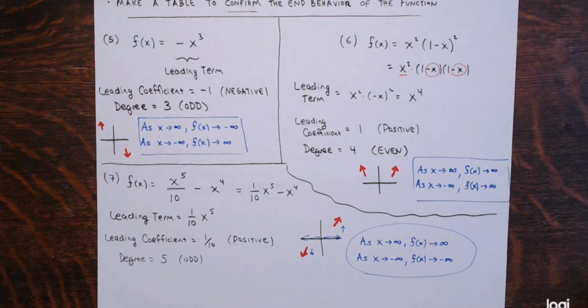I'm hoping that watching me go through these 7 examples helps you in some way when you're asked to identify the end behavior of a polynomial function on your own.